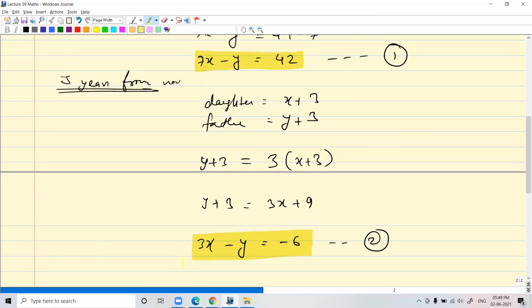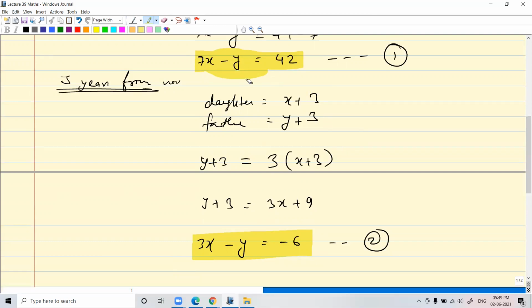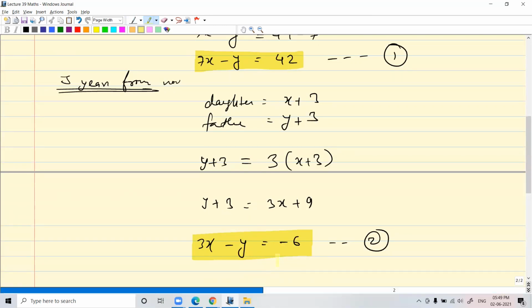Yes, substitution will be easy because it's very easy to find the Y value from both of these equations. So I will use the second equation to find the Y value. Y will be 3X plus 6, and then I'll put that value into the first one. So use that substitution method, find it out. What's the solution? What are the X and Y values? What are the present ages of daughter and father?